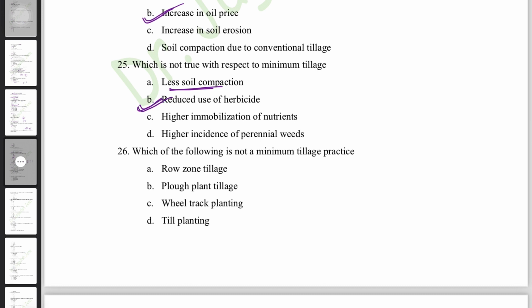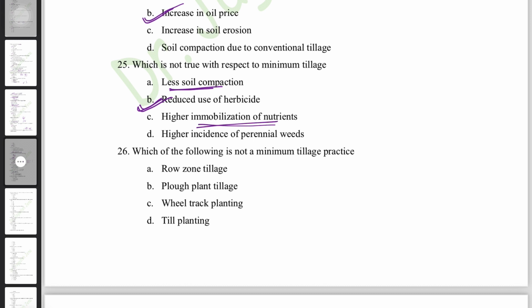Reduced use of herbicide is incorrect, because in minimum tillage or zero tillage condition you are not using tillage implements. So how will you remove the weeds and maintain a weed free situation? You have to use more non persistent herbicide. Only when you are using herbicides can you make it weed free. Mostly paraquat and glyphosate are used in minimum tillage or zero tillage condition. After the introduction of paraquat, diquat and glyphosate, zero tillage came into existence.